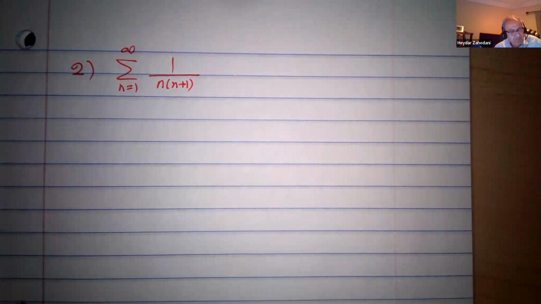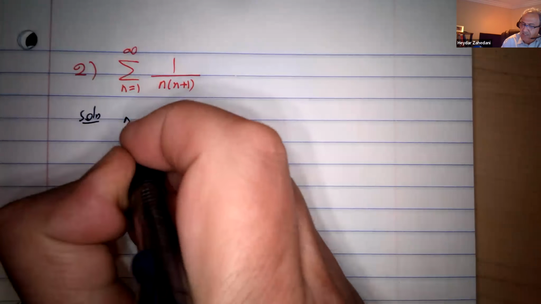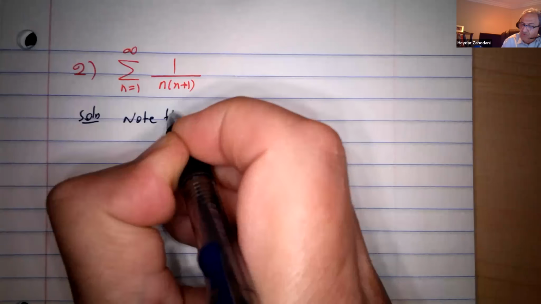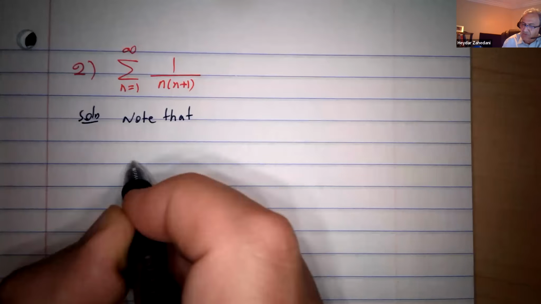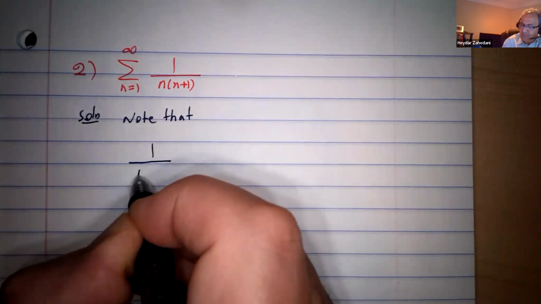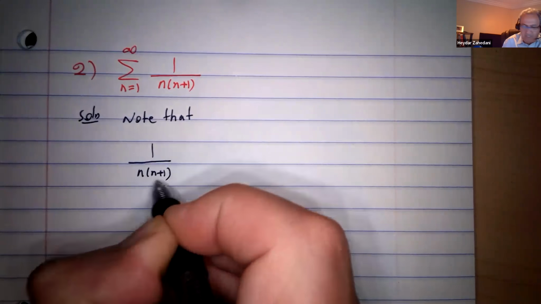Now, how are we going to take care of this one as a telescopic series? Remember the partial fraction decomposition that you did for the integrations? We do the same thing here. We break it into 2 parts. This is the way you do it. Note that you can use those methods, but they are very easy. You can do it yourself. It's going to be 1 over n times (n plus 1).